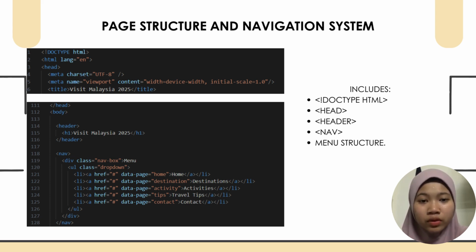Below the header, we have a nav element, which contains a div with class navbox. Inside there is an unordered list, UL, of navigation items styled with the class drop-down. Each item is an anchor tag that doesn't link to a new page. Instead, it has a data-page attribute pointing to an internal section. This allows you to use JavaScript, or jQuery in this case, to show and hide parts of the page dynamically. It's an efficient way to simulate a multi-page experience within a single HTML file.